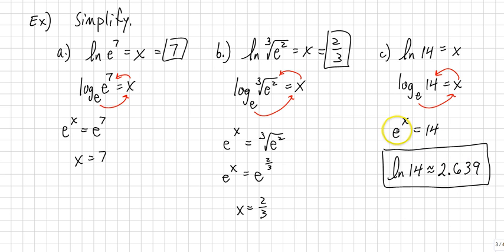So it turns out e to the 2.639 power is about 14. About 14, because we had to round it. So sometimes we have to use a calculator to simplify a log and see what it's equal to.